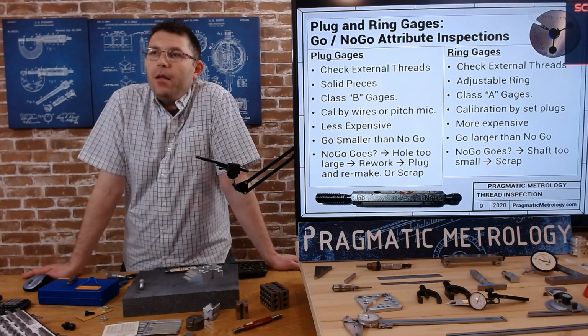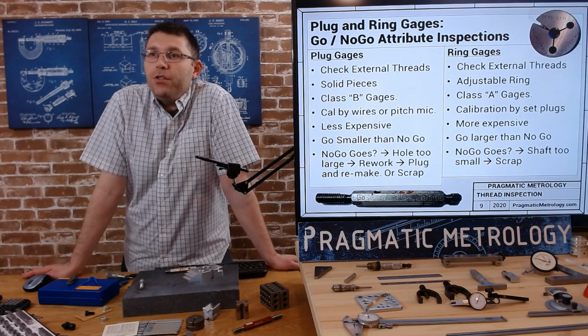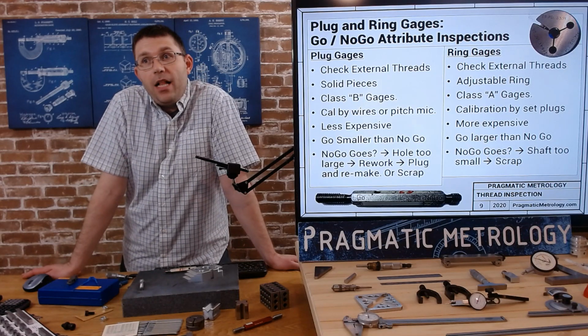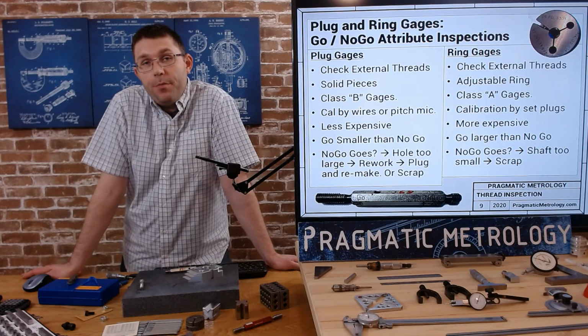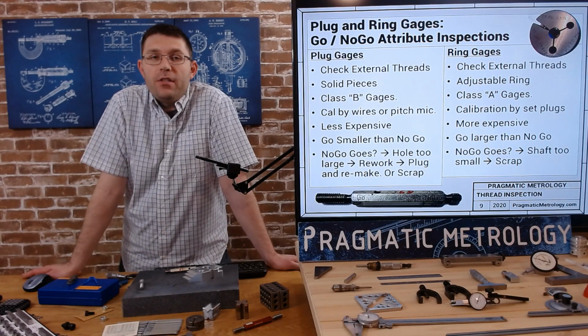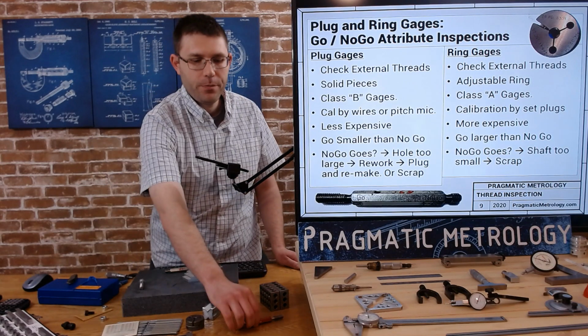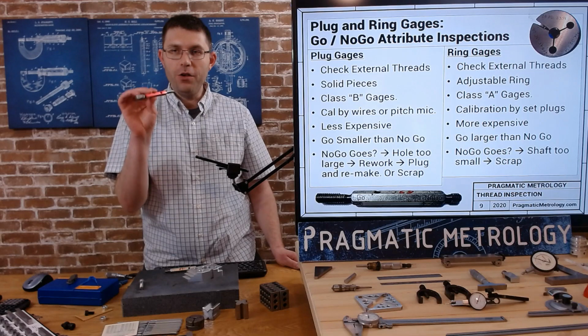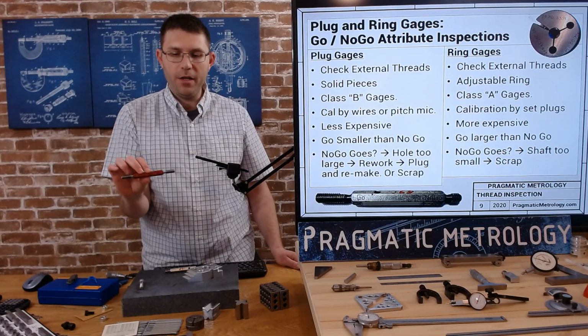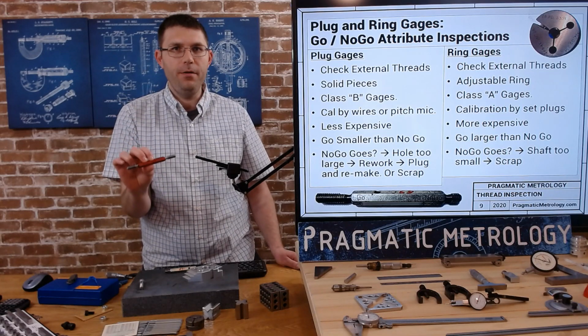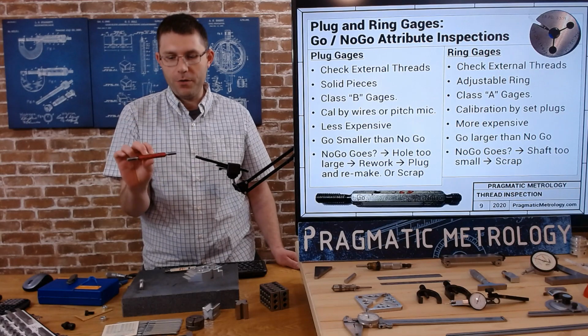So how do you calibrate? With a plug gauge in-house, you can calibrate with a wire or a pitch mic. You can also send them to external calibration. For a ring gauge, you're going to calibrate with a set plug. So I have a set plug here. Looks exactly like a plug gauge, but it's not. It has different pitch diameter tolerances.